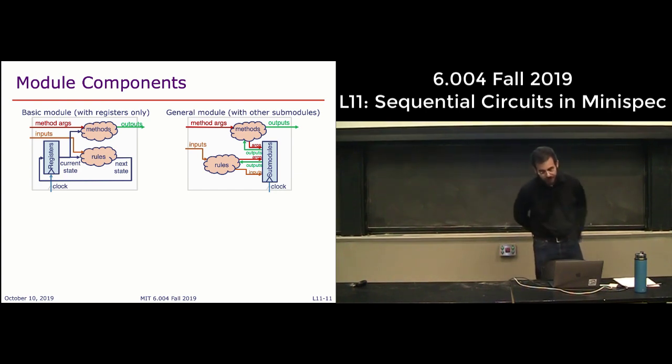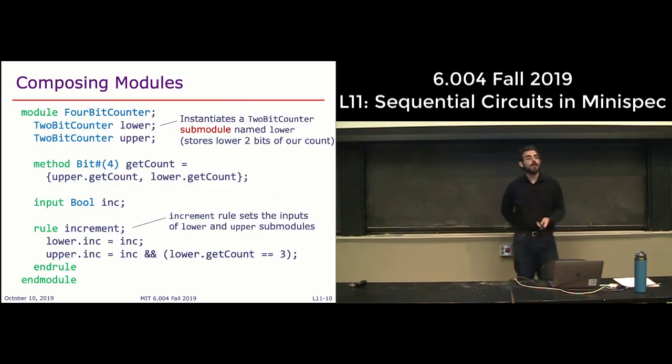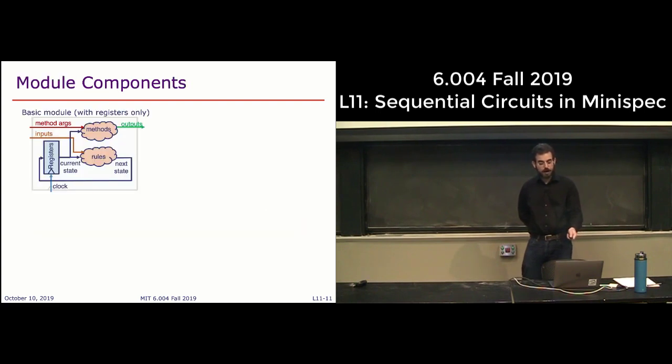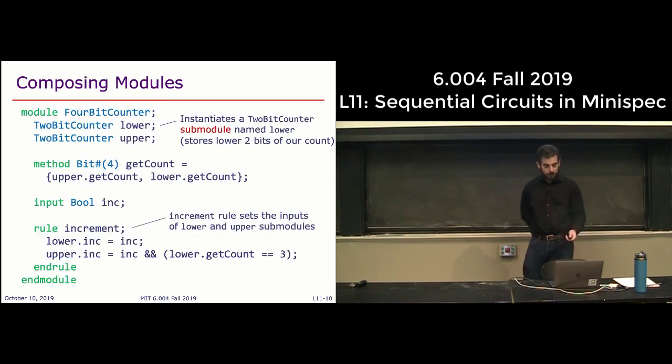Now it looks kind of scary because the submodules are here and the registers are over there, but it's actually very similar. The methods take arguments and compute outputs. The rules take inputs and give inputs to the submodules. Both the methods and the rules can call methods of the submodules. So that's the argument output that you see here. You have seen this already, right? You see that in this method we're calling the methods of upper and lower, and in this rule we're calling the lower.getCount method.